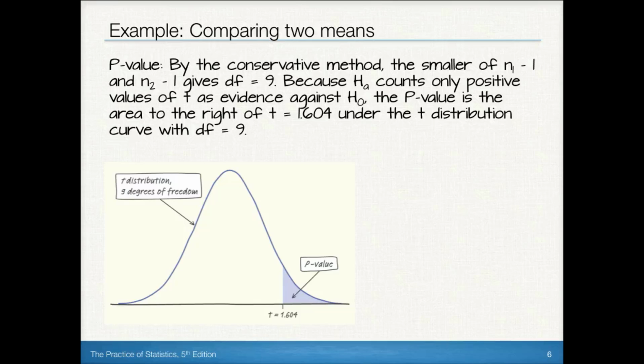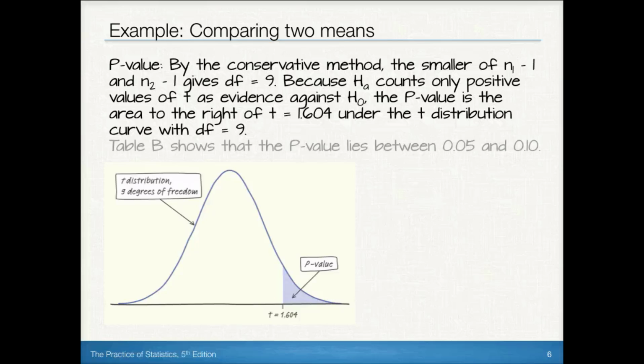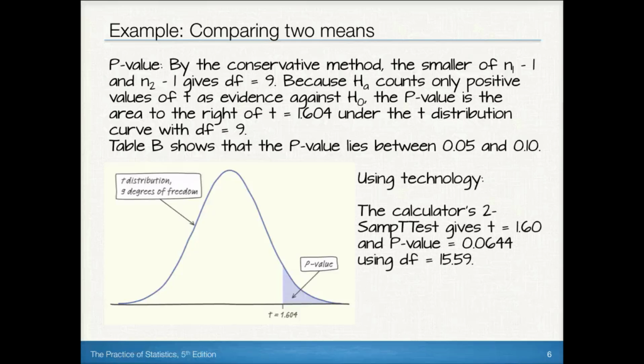Now, by the conservative method, using the smaller of our two sample sizes, we'll use 9 degrees of freedom. Because the alternative counts only positive values of t as evidence against the null, the p-value is the area to the right of our test statistic 1.604 within that t distribution with 9 degrees of freedom. If we look that up in Table B, we can find that the p-value lies somewhere between 0.05 and 0.10. If we were to use technology, using a two-sample t-test, we get t equals 1.60, and we get a p-value of 0.0644, using the actual degrees of freedom, in this case, 15.59.